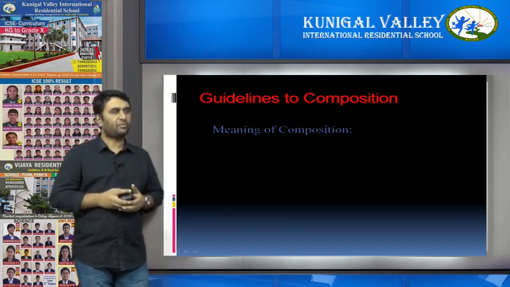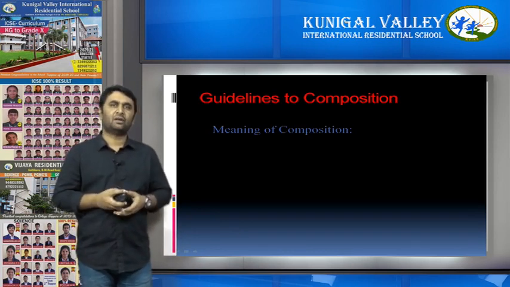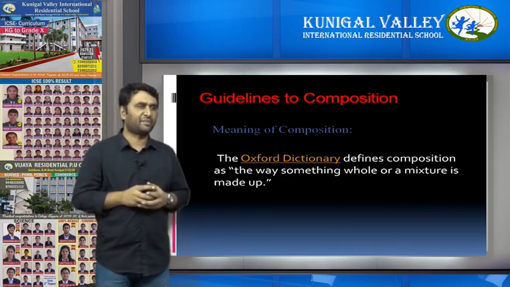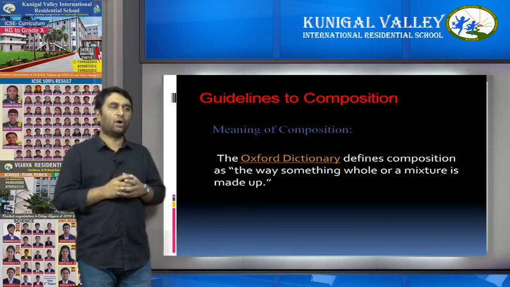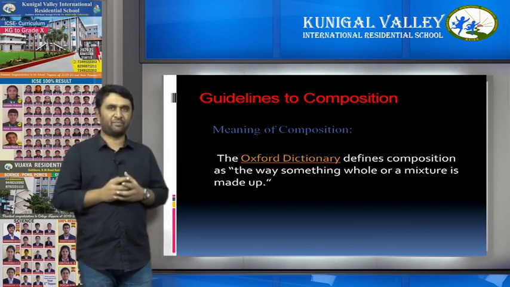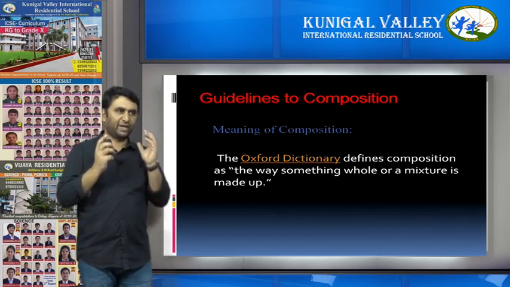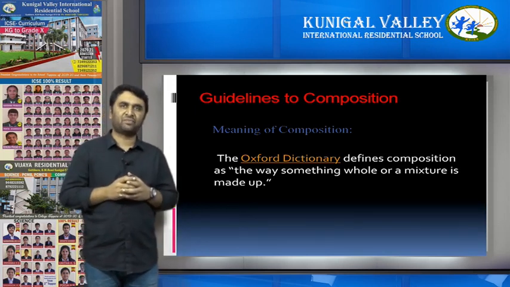Here we go. First, let's discuss the meaning of composition. According to the Oxford Dictionary, the definition of composition is the way something whole or a mixture is made up. The definition itself is confusing. Look at that. The way something whole or a mixture is made up.